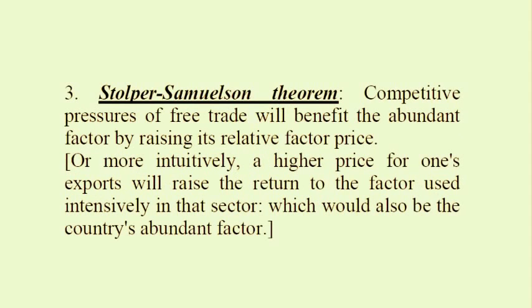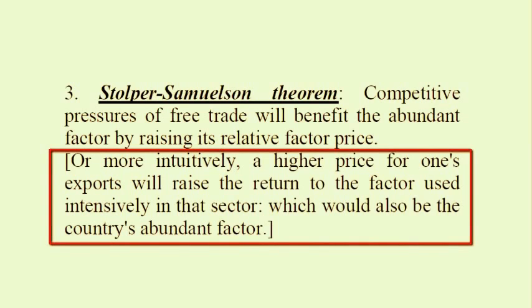The third important theorem is the Stolper-Samuelson theorem. The Stolper-Samuelson theorem intuitively says that if exporting will raise the price of your exports, then the factor that is used relatively intensively in the export sector will benefit, and the factor that is not relatively intensive in that sector should be hurt. For example, if a country is capital abundant and it's exporting capital intensive goods, the price of the capital intensive good will rise from trade, and capital will be the beneficiary. The return to capital will increase.